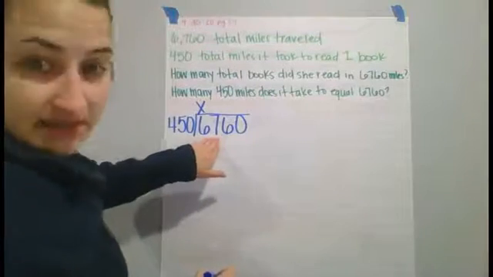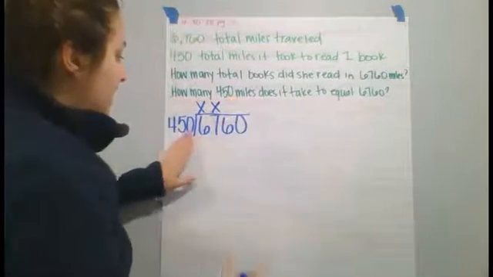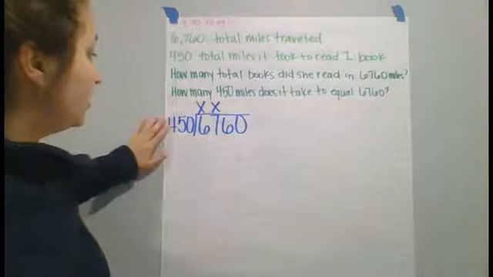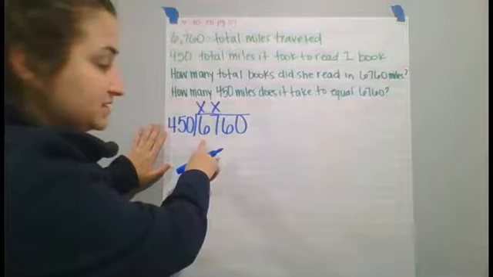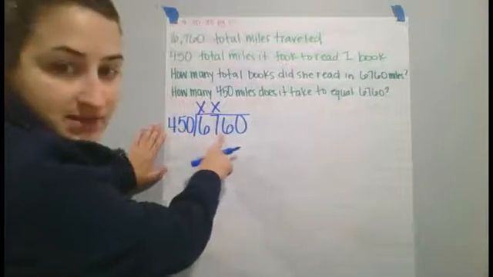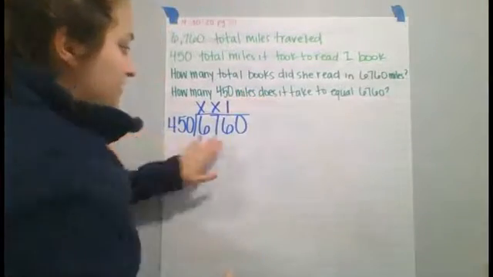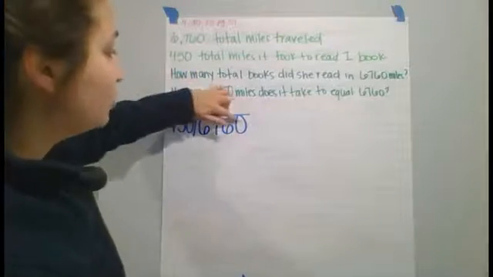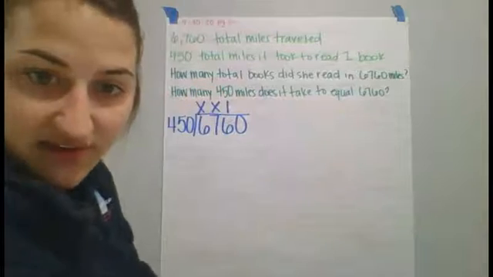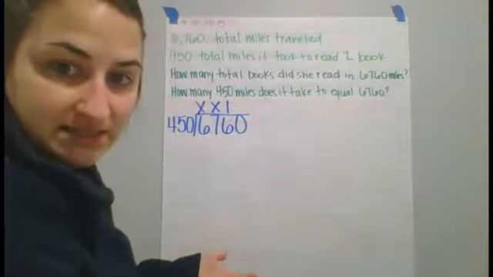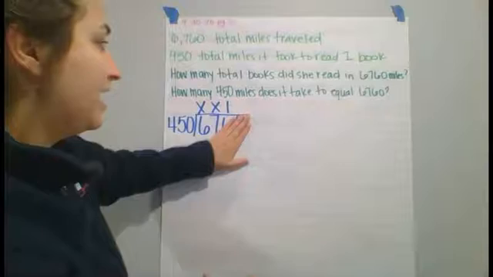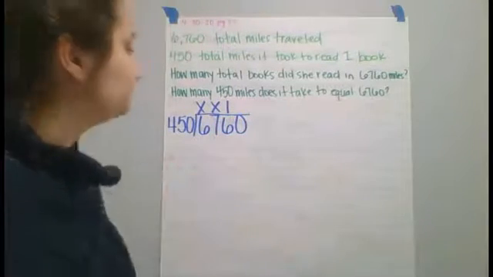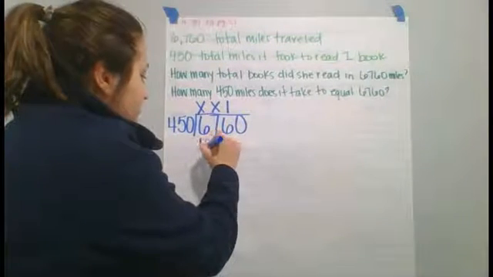Can 450 go into 67? Again, it cannot. And then lastly, how many times can 450 go into 676? Well, we know that 4 can only go into 6 one time, or 45 into 67 one time. So we're going to put that 1 above the 6. And then just kind of looking at this, our answer is only going to have 2 whole place values, which is a lot more realistic. She's possibly going to read a 2-digit number of books, which would be a lot more realistic than thousands of books. So 450 times 1 is 450.